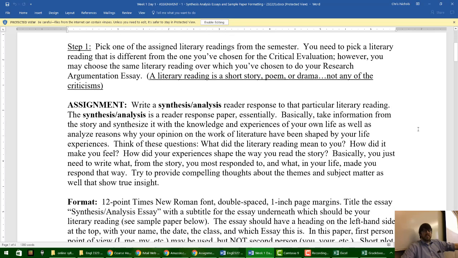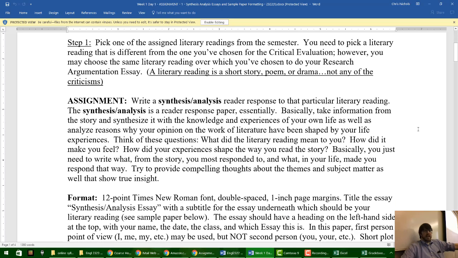Now with the census analysis, it's kind of like I said earlier. The assignment is pick a literary reading and then write a reader response type writing to that reading. Basically take information from the story, synthesize it with the knowledge and experiences of your own life, as well as analyze reasons why your opinion on the work of literature has been shaped by your life experiences. So just think of these questions to help you with writing this. You don't have to answer them one by one, but think of these questions to help shape your writing.